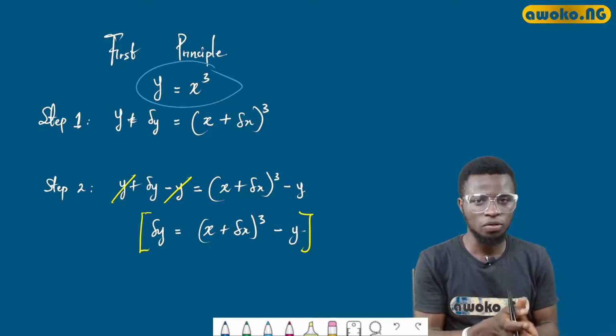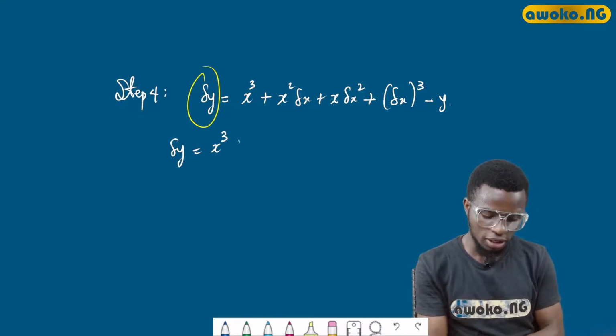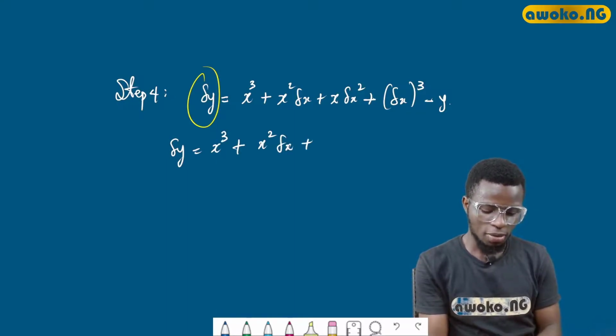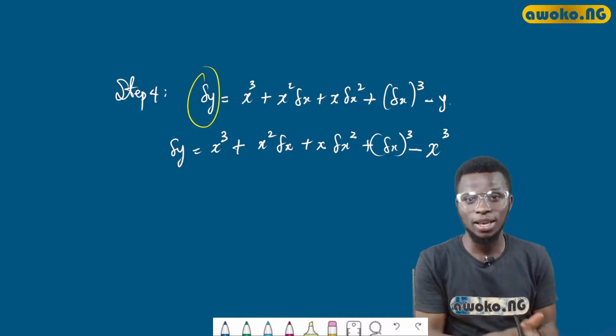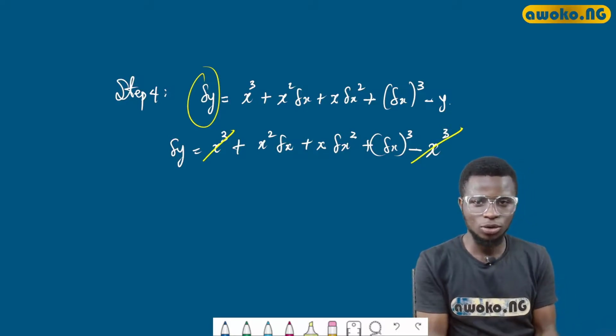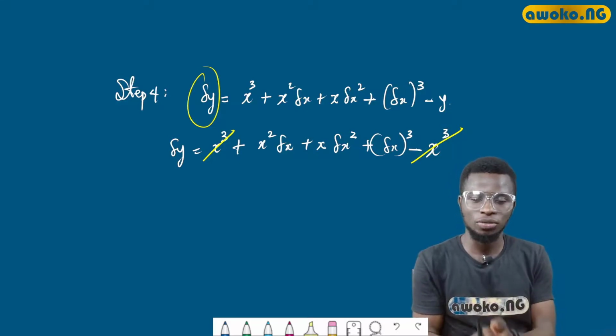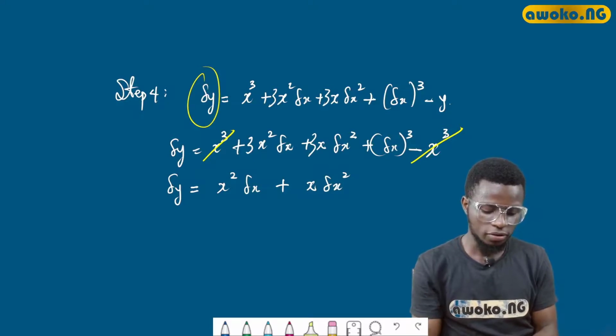So if we substitute x raised to the power of 3 for y in our step 4, then this will give us dy equals x raised to the power of 3 plus x squared dx plus x dx raised to the power of 2 plus dx raised to the power of 3 minus x raised to the power of 3, since y equals x raised to the power of 3. And you agree with me that this will cancel out because x raised to the power of 3 minus x raised to the power of 3 is equal to 0. To include those coefficients from the Pascal's triangle, we have this, and this is 3, this is also 3, plus dx raised to the power of 3.